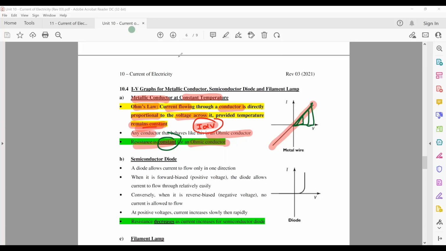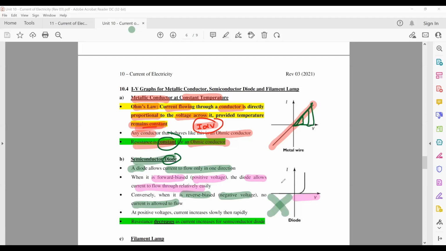Now, then after that, you also have semiconductor diode. Now, a diode is just simply a device that only allows current to flow in one direction. In your case here, when it is forward bias, having positive voltage, your diode allows current to flow through relatively easily. But when your diode is reverse biased, meaning you have negative voltage, no current is allowed to flow. You see there's nothing here.